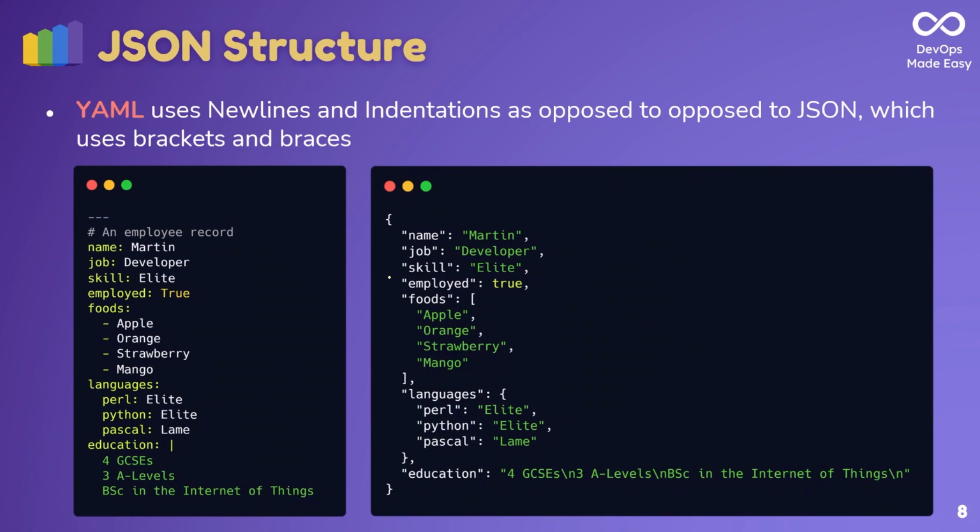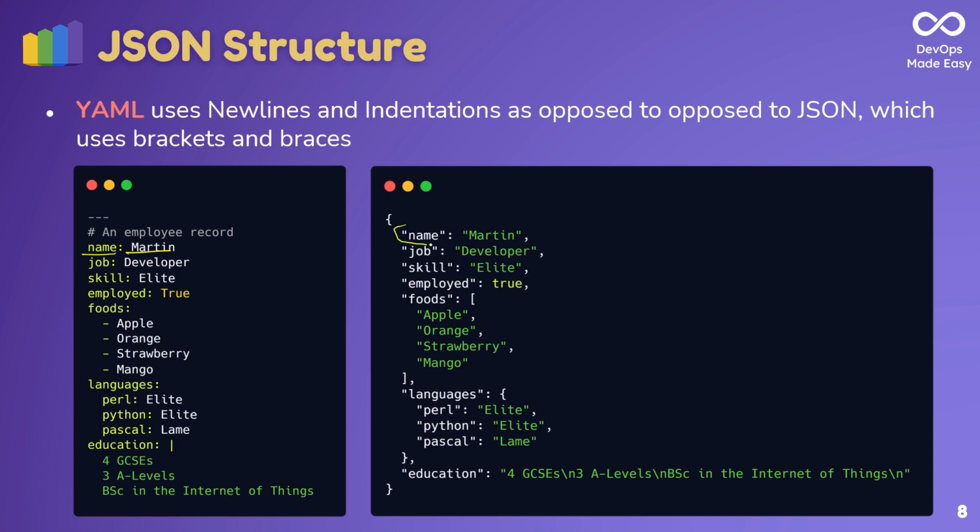Coming to the JSON structure, if you have to compare YAML and JSON, it is very easy. YAML uses new lines and indentation for writing the document, but JSON uses brackets and braces. So let's compare both. The three dashes over here indicate the start of the YAML document. Here the braces indicate the start and end of the JSON document. So this is the YAML file and this is the JSON file. These braces mark the complete JSON file, and here name is the key, Martin is the value. So the same can be mentioned here.